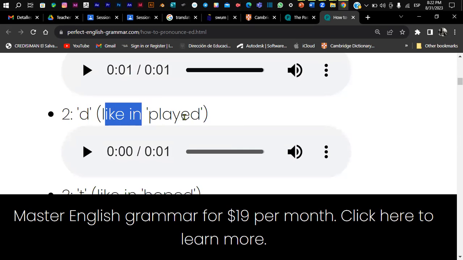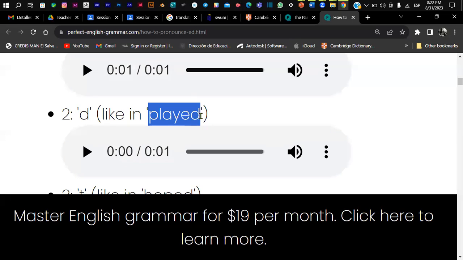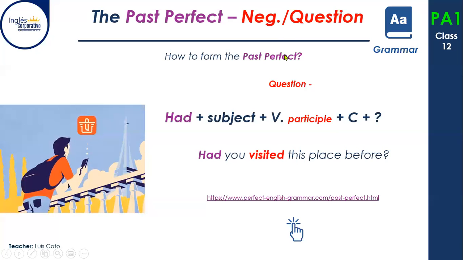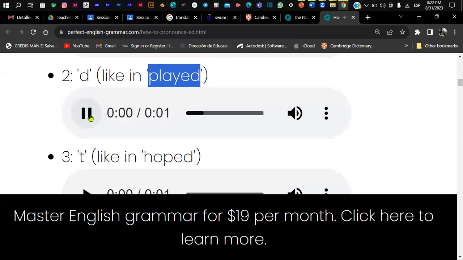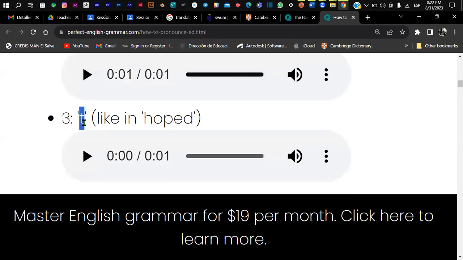Like in play. We don't say play it. We say played. With D. All right, check. This is the participle that we need for the past perfect. That is the participle. Played. Listen. Played.